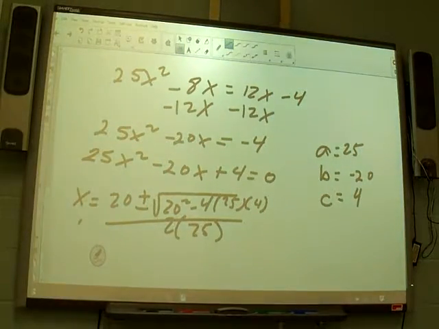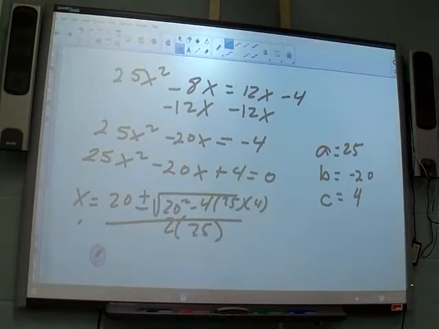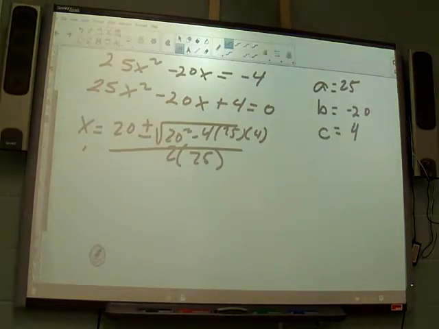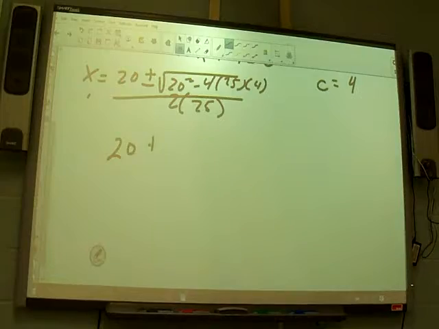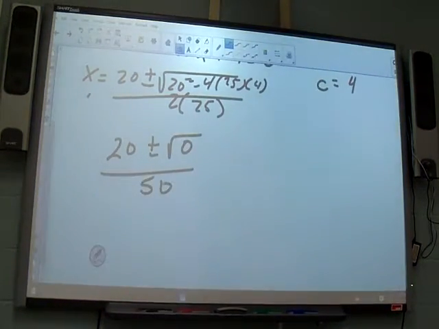Alright. So what are we looking at here? We know 20 squared is 400. Hey! I think I got a 0 under the radical. Is that possible, Michaela? That's what I got. I think you're right, because 4 times a quarter is 100, and then 100 times 4 is 400. So don't we have 400 minus 400 underneath there? That's fabuloso. We're excited about this. So that gets me 20 plus or minus the square root of 0 all over 50.